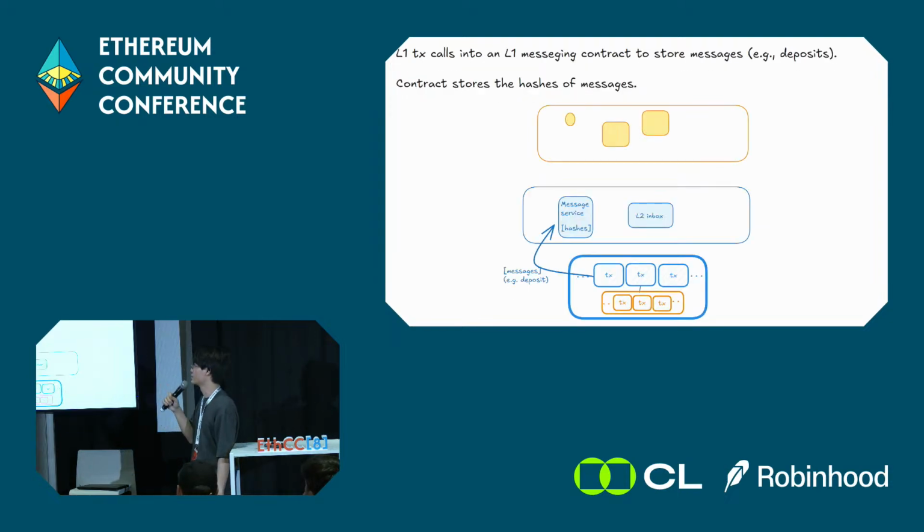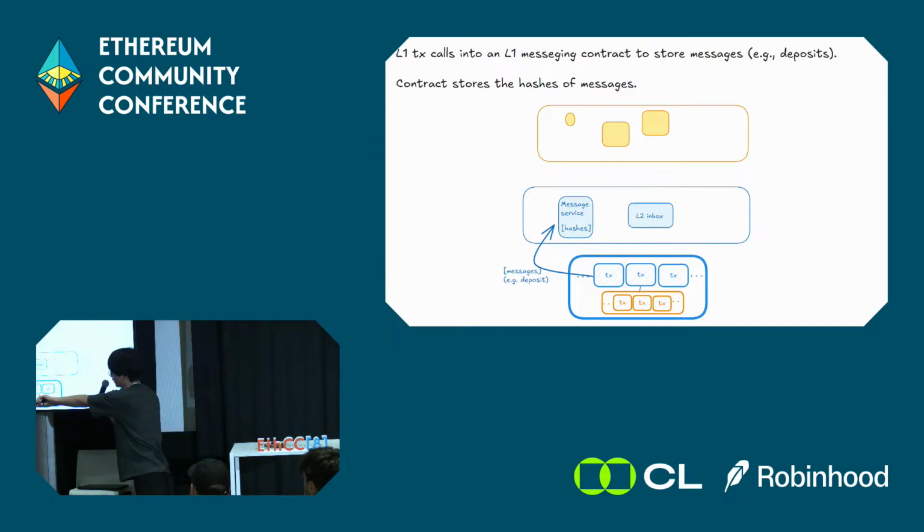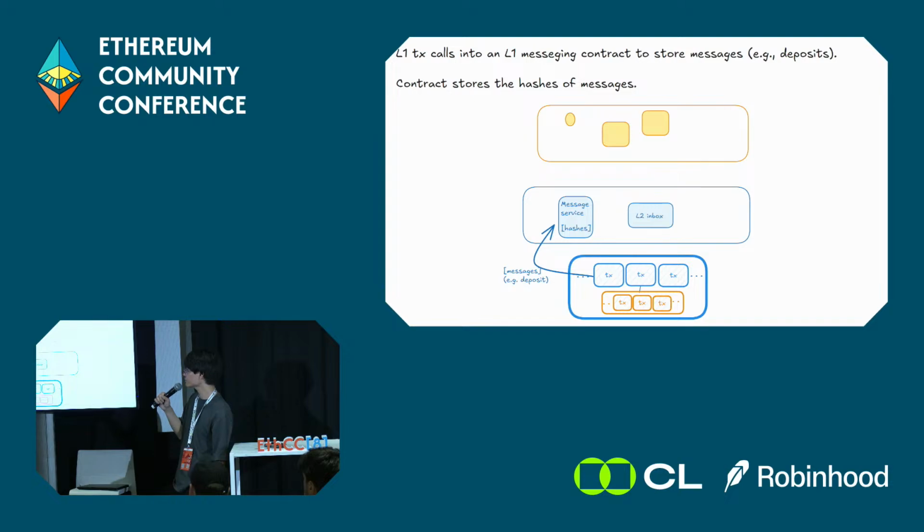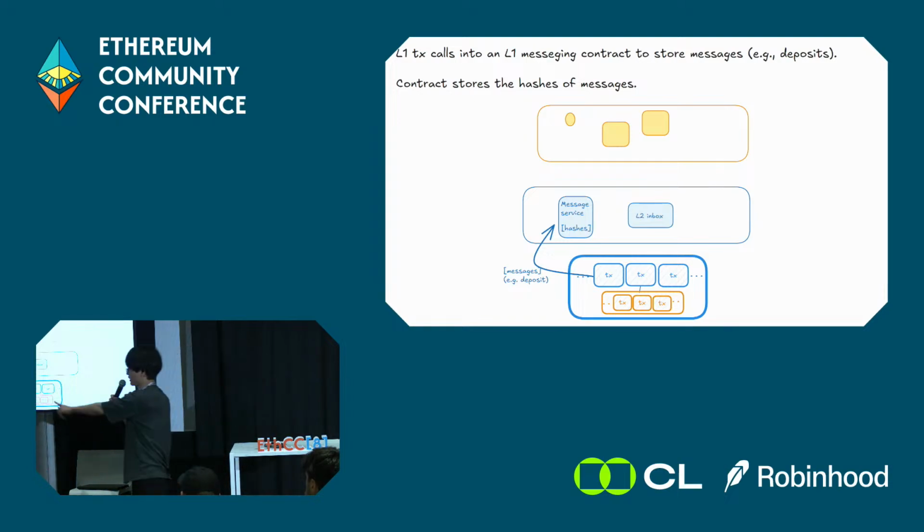Okay, so how do we do this? So the idea is this. First you have the L1 transaction, this first L1 transaction, which can, for example, be a deposit. You have this call into what's called an L1 messaging contract in the L1 to store the messages. So the messages, for example, can be a deposit, but it can be more general. So this transaction is pushing a bunch of messages into the message service, and the message service stores the hashes of these messages.